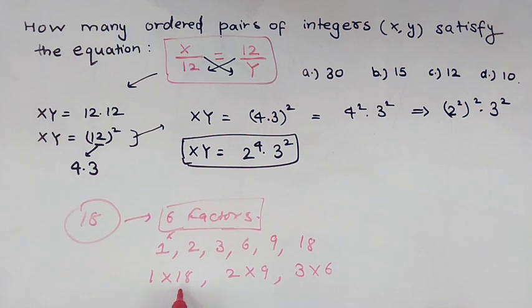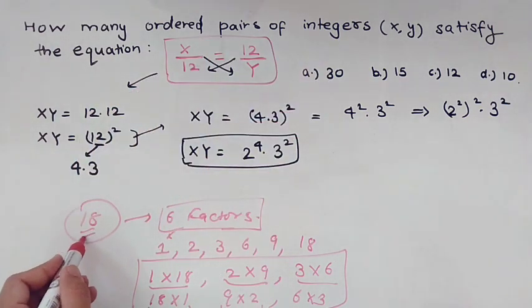Okay, we have 1 into 18, so we can just reverse it: 18 into 1. Reverse 2 into 9 as 9 into 2, and 3 into 6 as 6 into 3. These are the pairs of factors that we have. Okay, ordered number of pairs for 18.